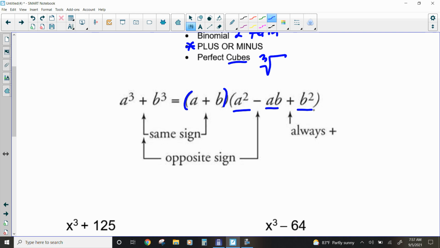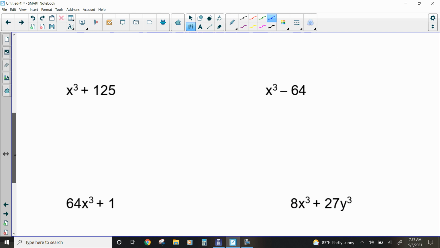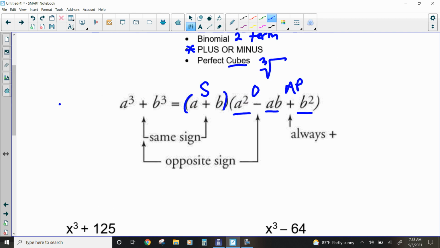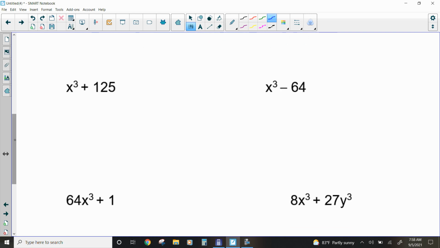Now there's also an acronym for the signs. When we fill in the signs, we use S, O, A, P. SOAP. S stands for same as the original problem, O is always going to be the opposite, and then AP stands for always positive. So here's how this works. In order to come up with our answer, all we're going to have to do is come up with the first set, and then we're going to use that to build the second set.